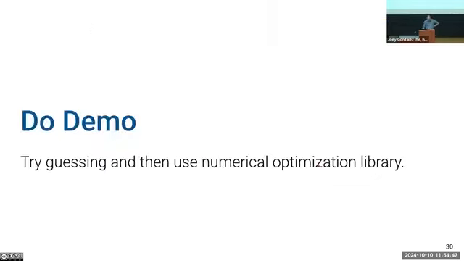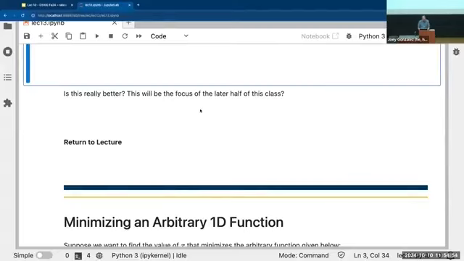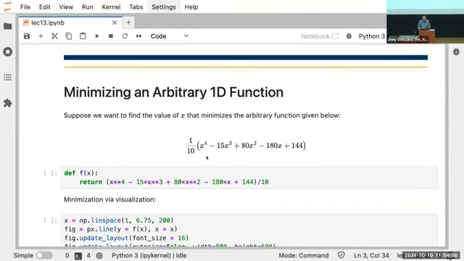Try guessing and then using numeric optimization. Oh yes, let's do that. Okay, so let's do a quick demo. I was up late, so I have to write notes to myself. All right, so here's our crazy function, which we're calling our arbitrary function.